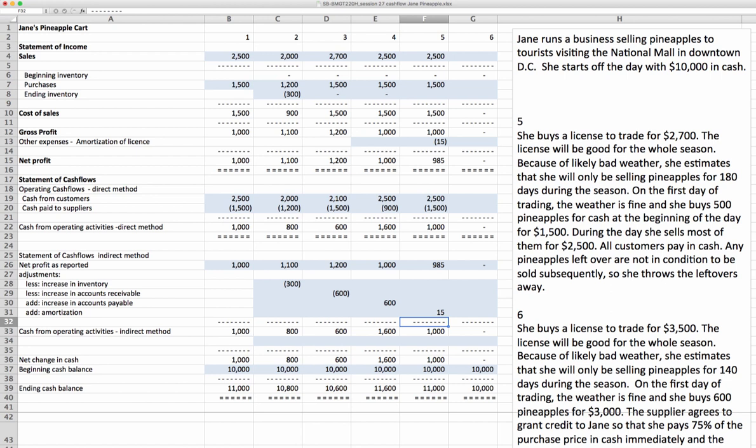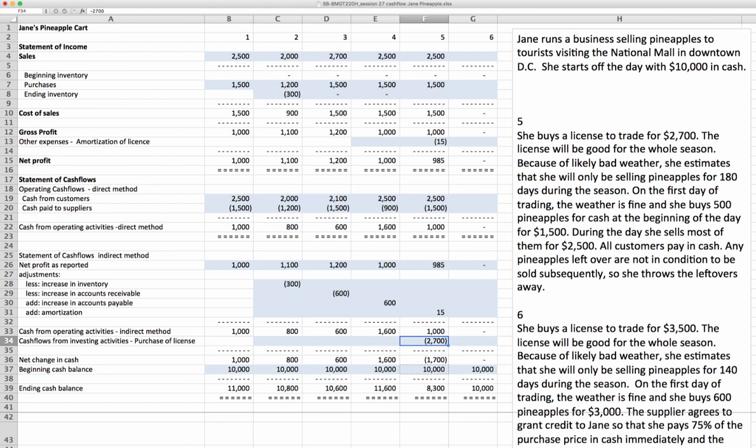So the cash from operating activities is $1,000, but of course we also know that in this case there was the cost of the license fee, which we're actually going to call an investing activity, and that license fee was $2,700. And so overall, with the purchase of the license, the net change in cash was actually a decrease of $1,700, and so beginning of the day cash balance $10,000, she ends the day with $8,300.